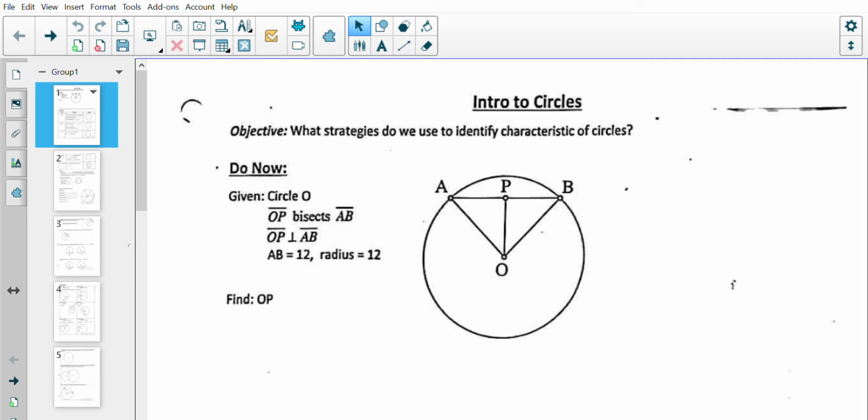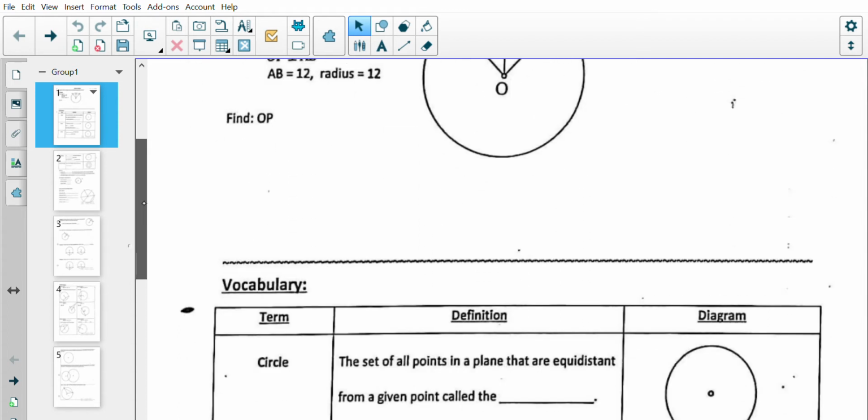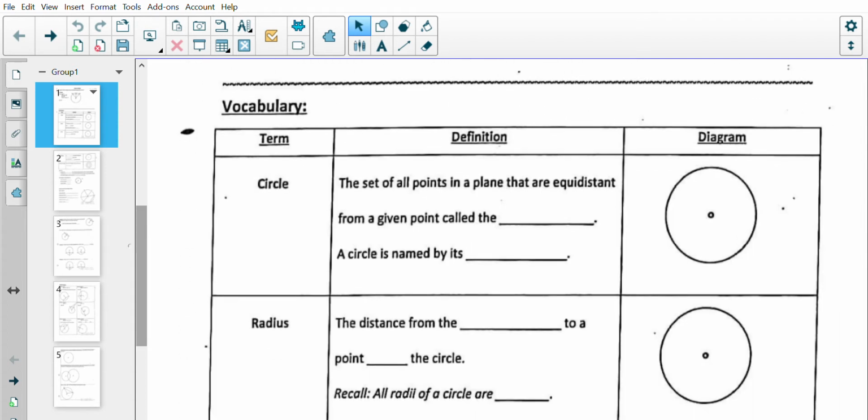Right, guys, so we are starting a new unit today. We are in Unit 11. This whole unit is about circles. We are going to skip the do now and jump right into the lesson.